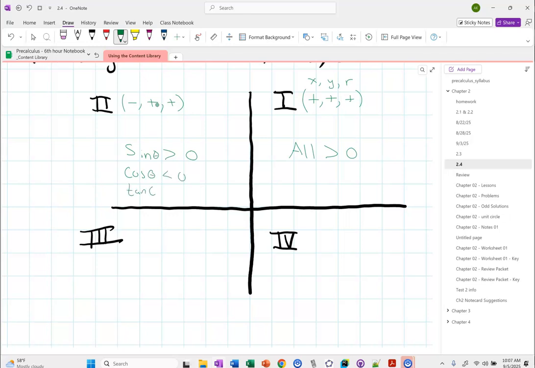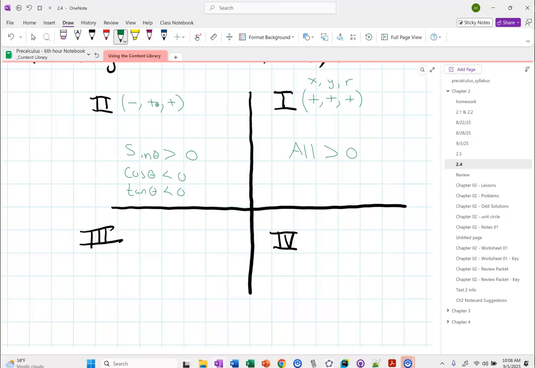Cosine and tangent. Oh my goodness. And their reciprocals are negative. So when I write this, I'm only going to write sine, cosine, and tangent. I'm not going to bother with the reciprocals because the same thing is true for the reciprocal function. Like if a number is negative, its reciprocal is negative. Is that okay with everybody?